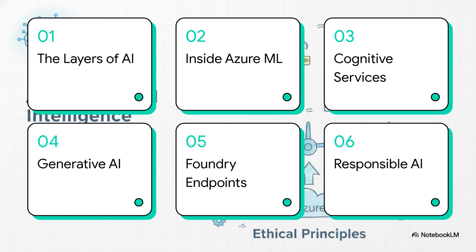All right, let's take a look at our roadmap for today. We've got 6 main stops: the layers of AI, inside Azure machine learning, ready-to-use cognitive services, understanding generative AI, connecting via Foundry endpoints, and finally, principles of responsible AI.